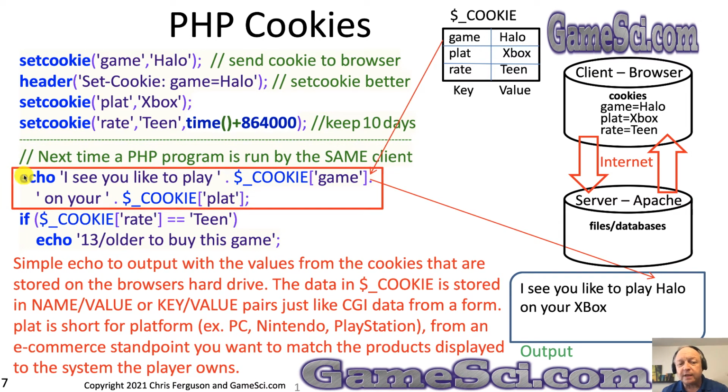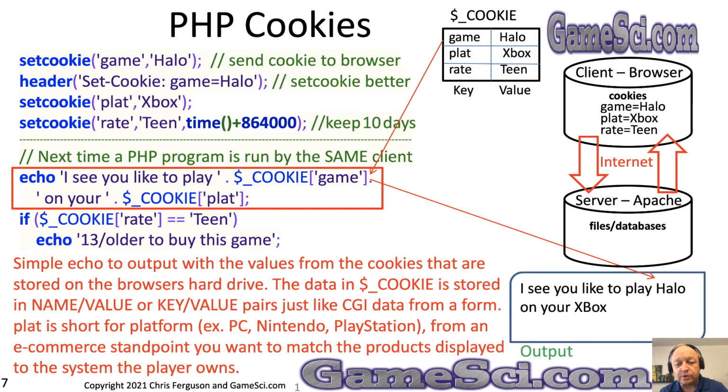Echo, "I see you like to play," and then we'll access the cookie game, and then we'll access the cookie plat. A simple echo to output the values from the cookies that are stored on the browser's hard drive. The data in $_COOKIE is stored in name-value or key-value pairs, just like with CGI data from a form. Plat is short for platform.